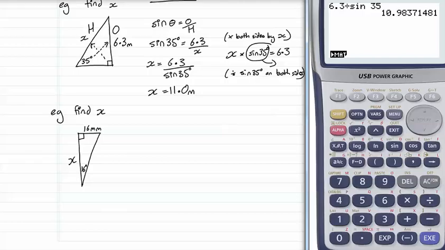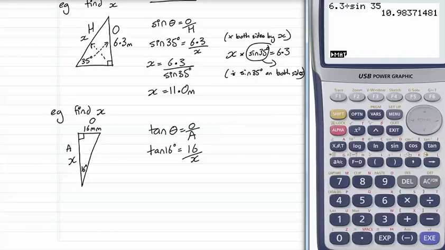Steps, label my sides. x is adjacent, 16 is opposite. Choose my ratio. Opposite and adjacent will be tan of the angle. Substitute in my values. Tan of 16 degrees is, opposite is 16 as well, 16 over x. So my unknown is on the bottom. This tells me I have to divide.